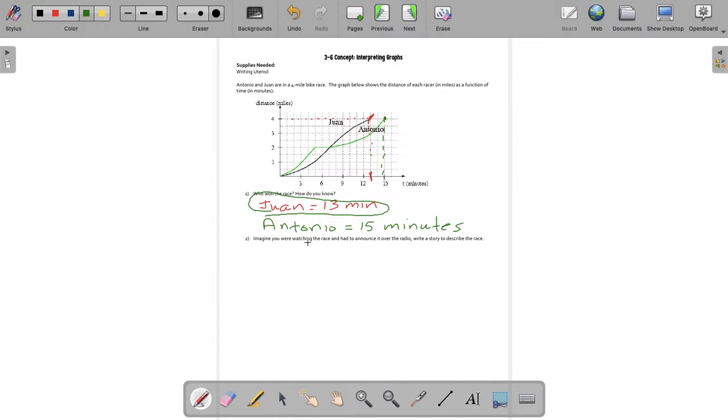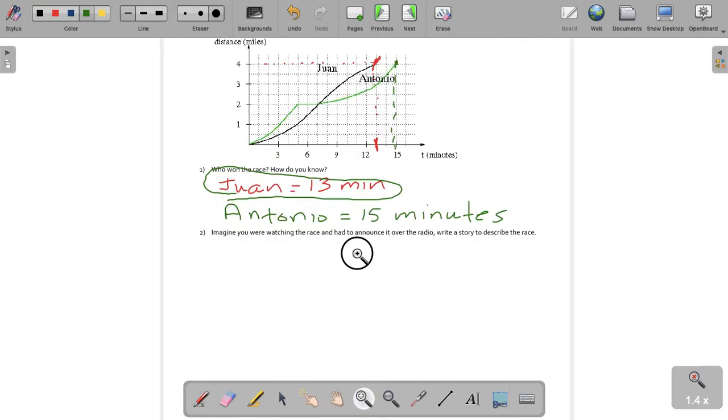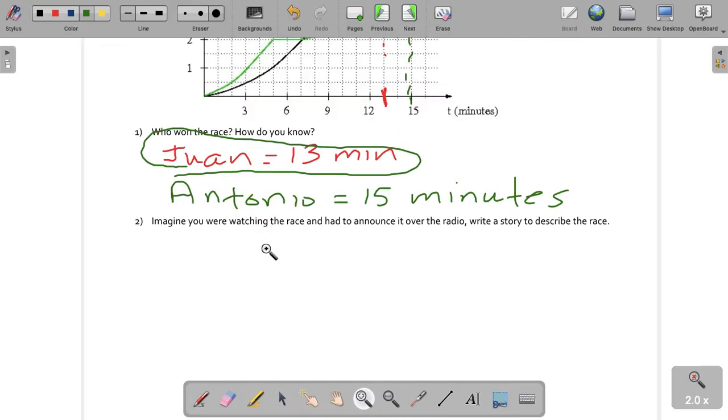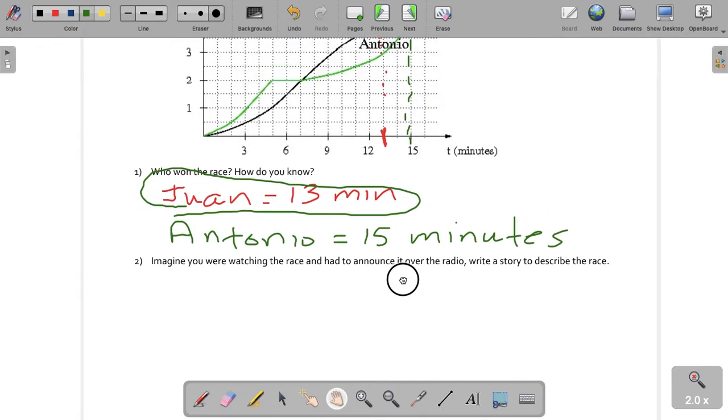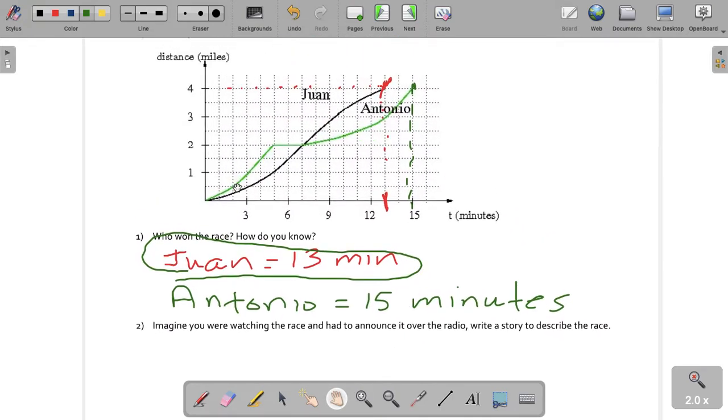Imagine you were watching the race and had to announce it over the radio. I'm going to make this just a little bit bigger here. Imagine you're watching the race and had to announce it over the radio. Write a story to describe the race. Okay, so let's see if we can figure out what's going on here. Again, this one is Juan. Okay, so let's look at Juan.